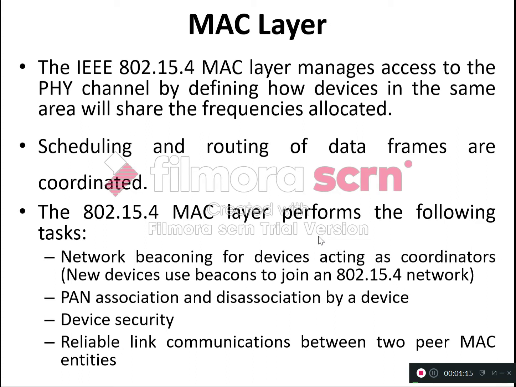There is a coordinator. Network beaconing for devices acting as coordinators. The coordinators will beacon, and new devices where the network exists will be offered to join the 802.15.4 network. Then it also performs PAN association and disassociation by a device. PAN means personal area network. Any device can associate with the PAN or disassociate from the PAN.